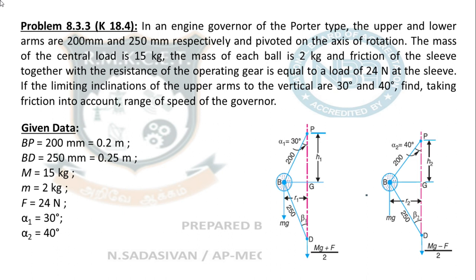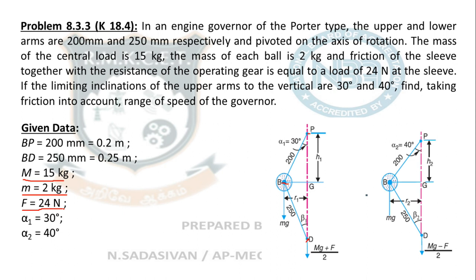Length of the links: BP, where B is the center of the ball. So B to P is 200, B to D is 250. Central mass is 15 kilogram. Ball mass is 2 kilogram. Frictional force is 24 Newton.